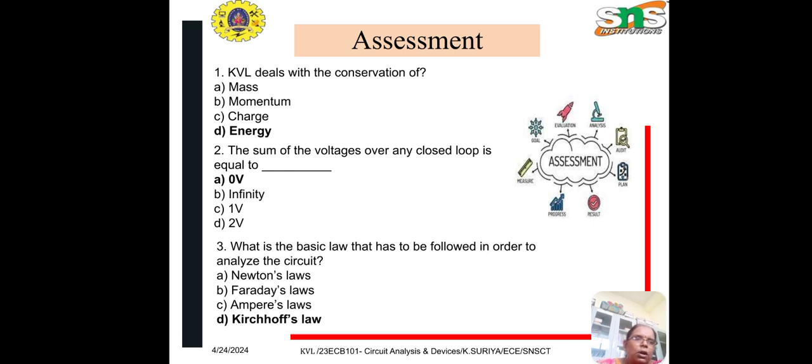What is the basic law that has to be followed in order to analyze the circuit? The basic law that has to be followed is Kirchhoff's law.